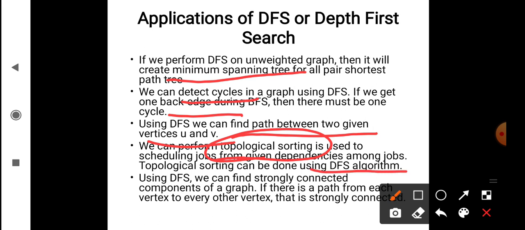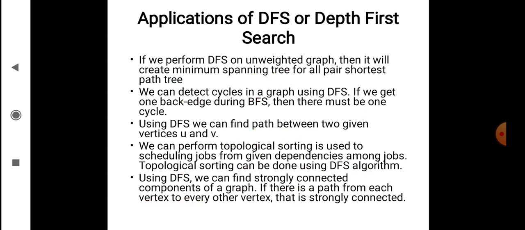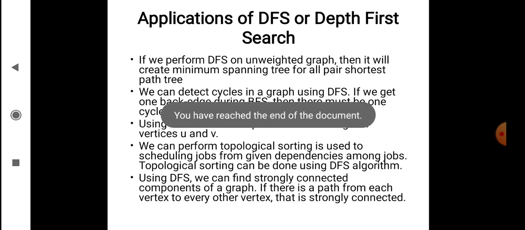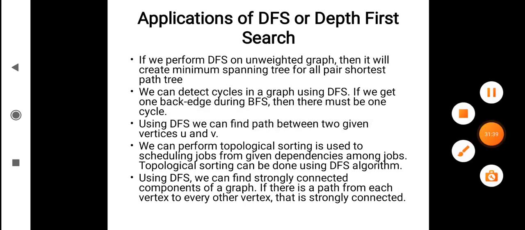And another application is finding strongly connected components of a graph. These are the two main applications: one is topological sort and the other is finding strongly connected components. These are the two important applications of DFS. What is a strongly connected component? If there is a path from each vertex to every other vertex, that is strongly connected. That's all about DFS traversal. Thank you.